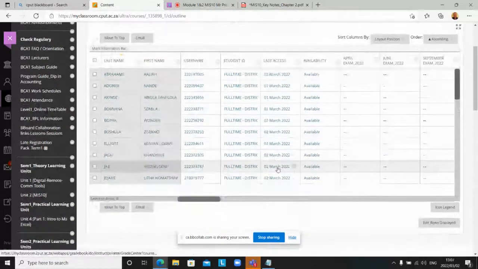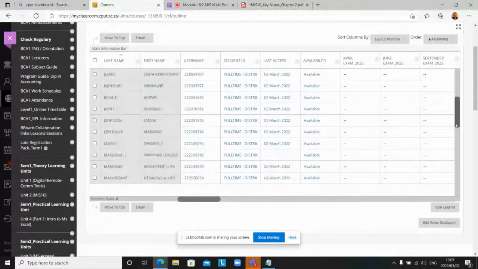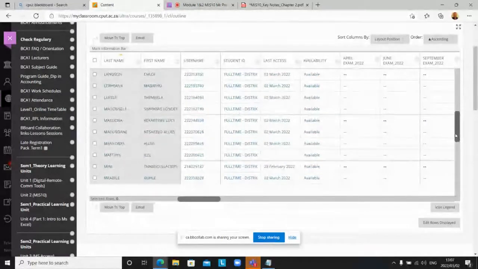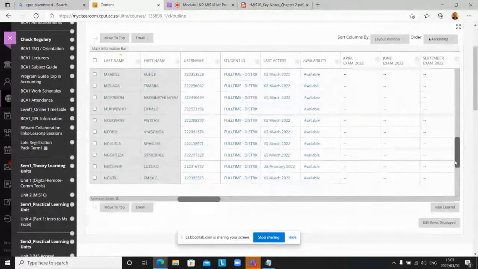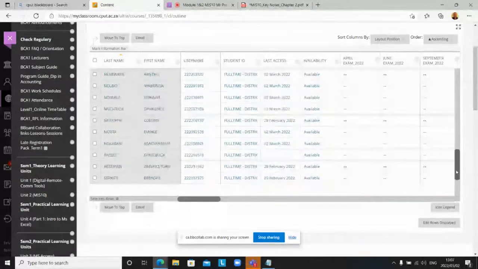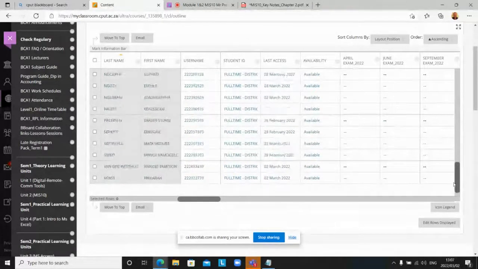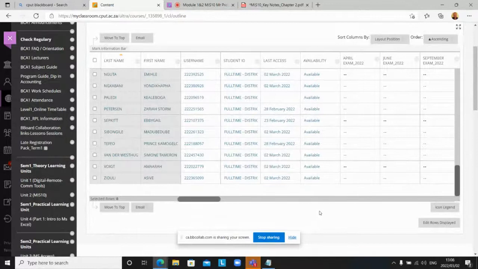And this is looking very good. 2nd March, 2nd March, 2nd March, 2nd March. Excellent. There's one there that never accessed Blackboard, ever. There's a couple here in your A class, sir. 28 February. Where is the student today? Generally looking very good, guys. You're in class, you're here. It's looking good. Everybody's available. Yes, everybody's around.